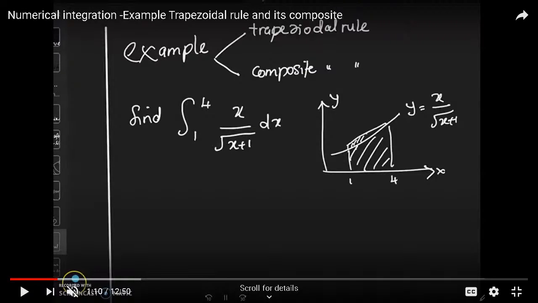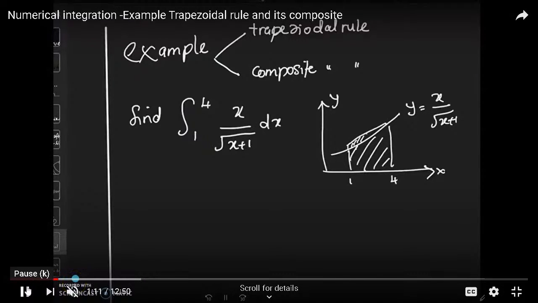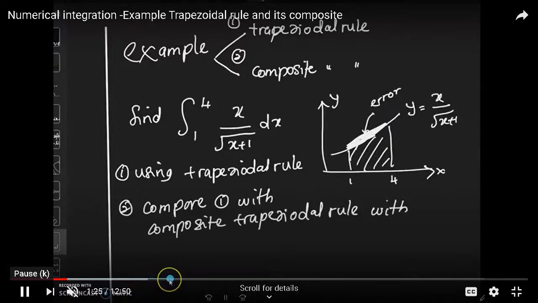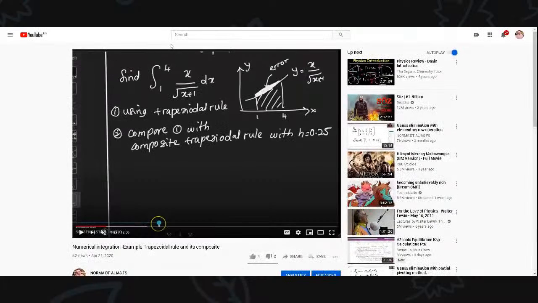This is our subject: how to find the area below the graph using the trapezoidal rule, what the example is to apply the trapezoidal rule, and how we compare it with the composite trapezoidal rule. We already gave you the formula for the composite trapezoidal rule. We stop for a while and go to the notes that I gave you.